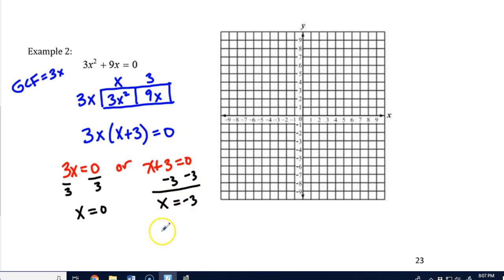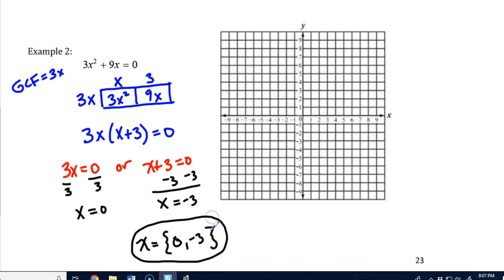So I feel like I have my two roots, my zeros. I write them in set braces because it's a set of x values that make the equation true. And there I have my solution. Let's confirm that solution graphically and by our table. Okay, so over on this margin space, we're going to create an xy table. And we're going to do so by entering this function into the calculator and having it produce a table for us.